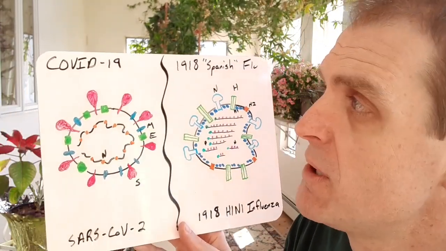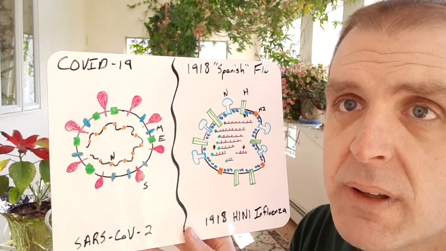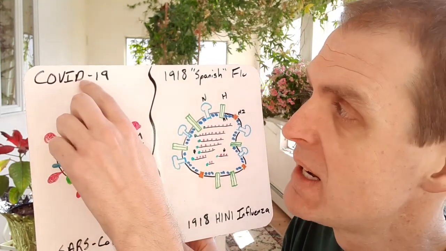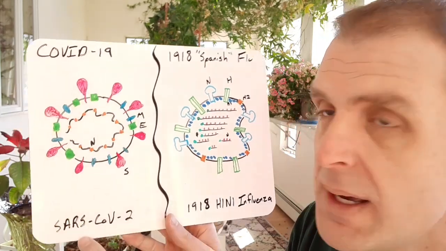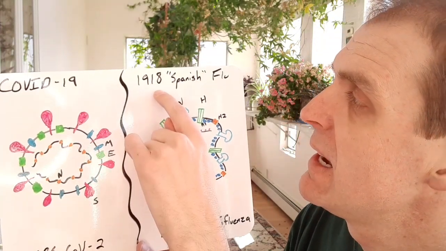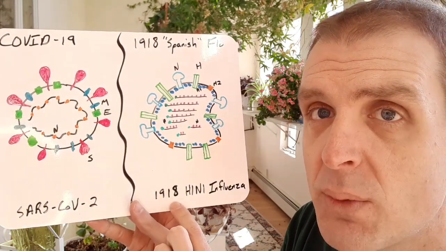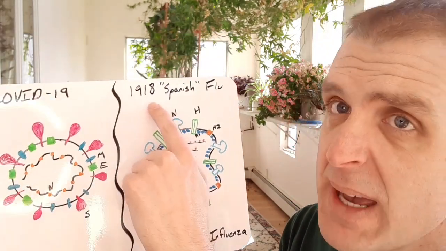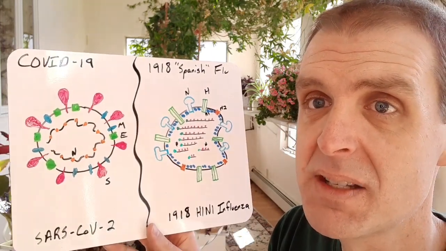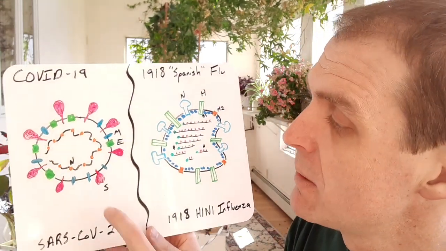So on this image, I've got a rough drawing of the two different viruses that we're dealing with. On the left, we've got COVID-19, the disease. The virus that causes it is called SARS-CoV-2. And the 1918, or "Spanish" flu, was caused by the 1918 H1N1 influenza. I have Spanish in quotes because this viral infection actually started in the United States, but somehow along the way it got the name Spanish.